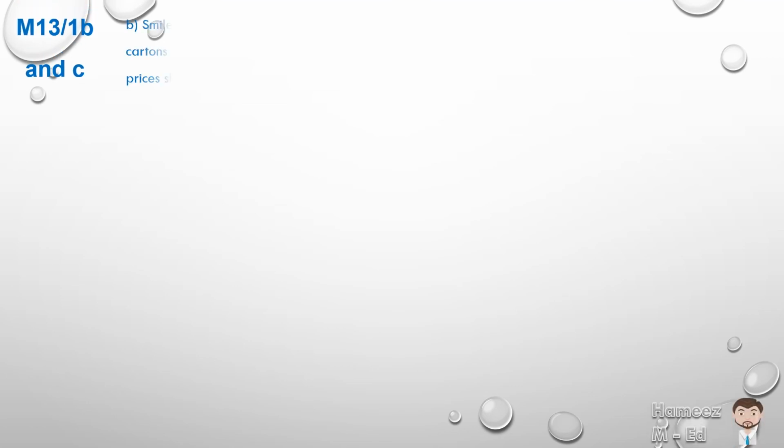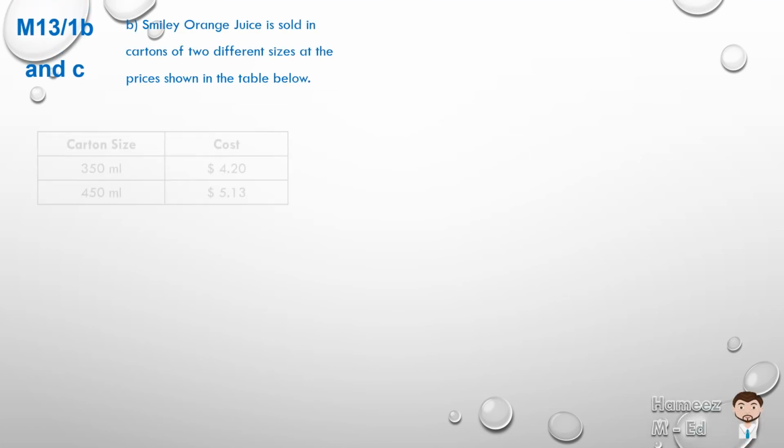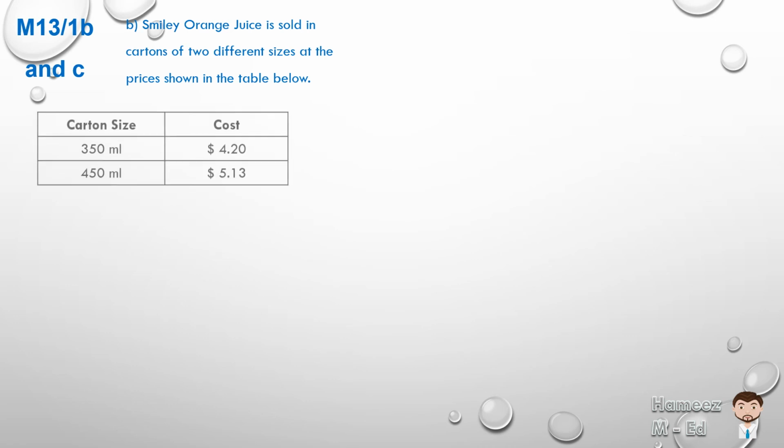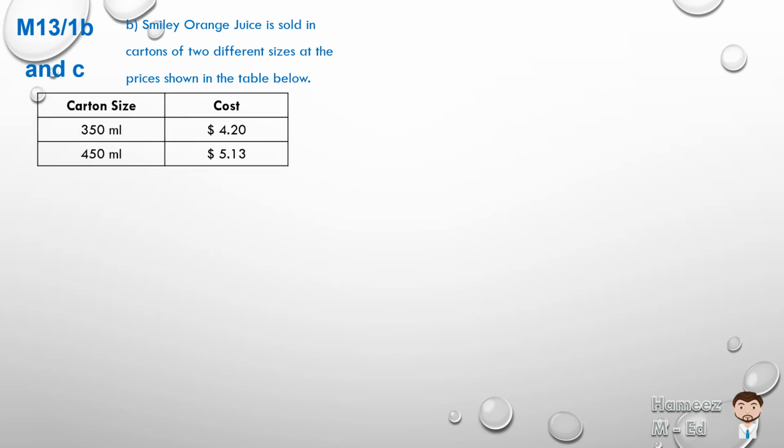May 2013, number 1B. Smiley orange juice is sold in cartons of 2 different sizes at the prices shown in the table below. Carton size 350 ml costs $4.20, and for 450 ml, the larger size, it costs $5.13. Which size of the orange juice is the better buy? And justify your answer. So let's compare it using a ratio.